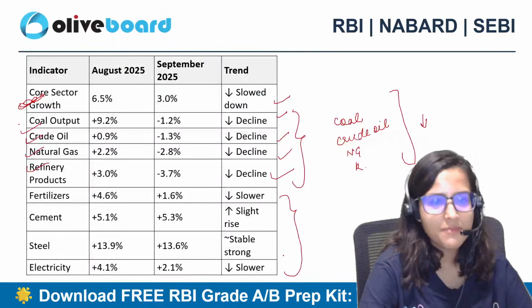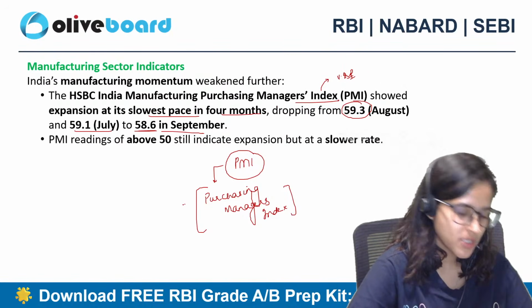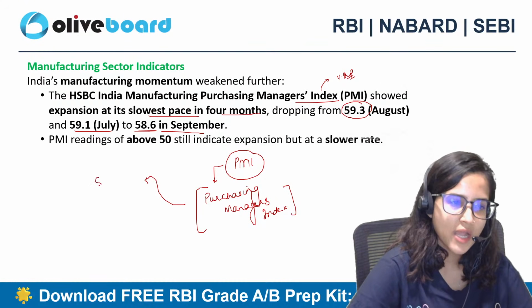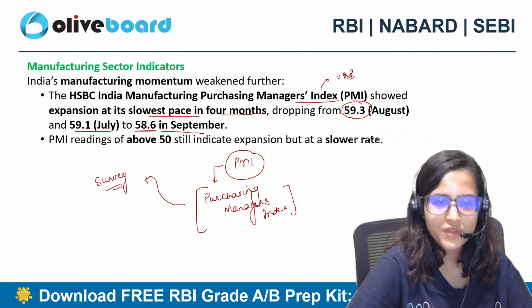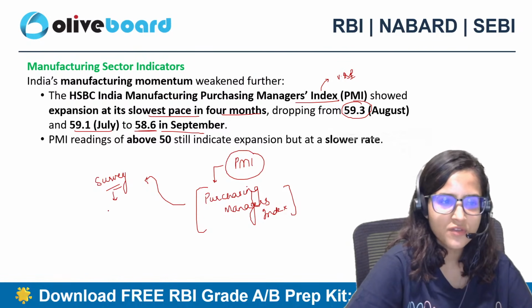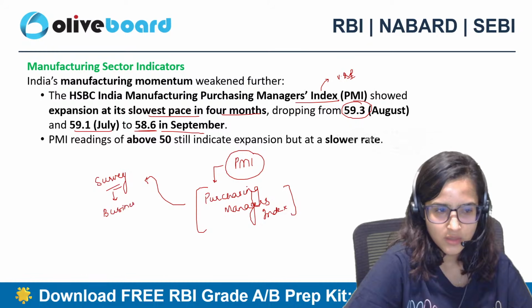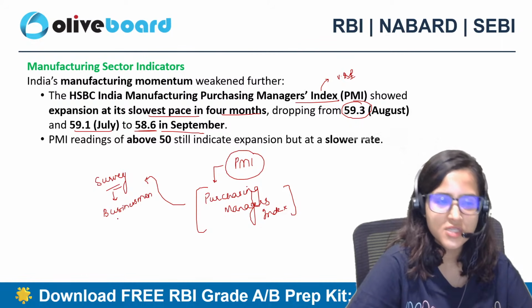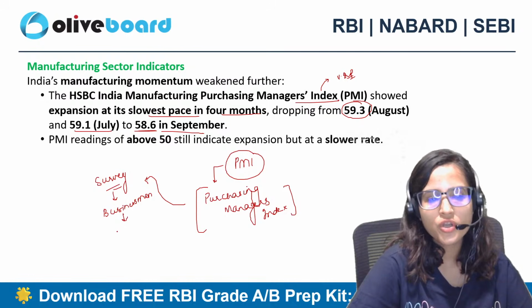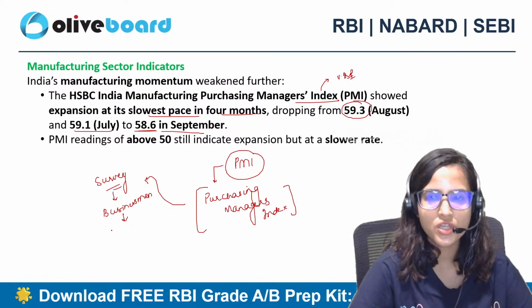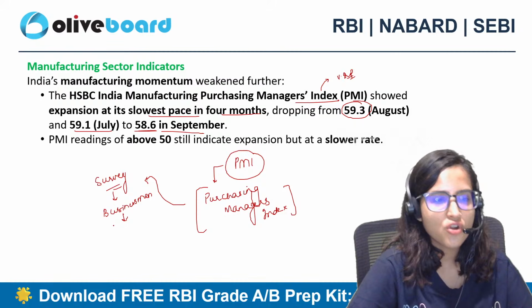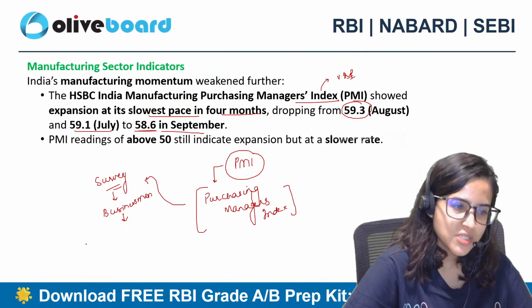When I talk about the purchasing managers index, what we do is take a survey of the purchasing managers, basically a survey of the businessmen. ठीक है, we ask them कि भाई what do you think, is business activity going to increase or decrease? Will there be expansion or contraction? ठीक है, on that basis we calculate a value.